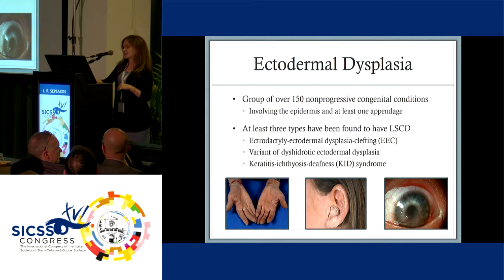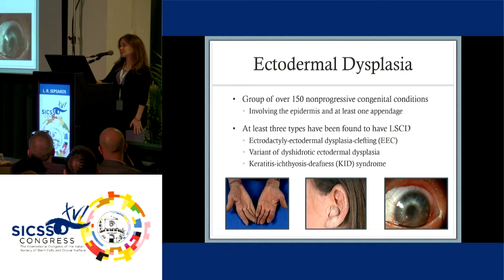Ectodermal dysplasia is another group of over 150 congenital conditions, with at least 3 of them being found to have limbal stem cell deficiency, including EEC, a variant of hidrotic ectodermal dysplasia, and KID syndrome.